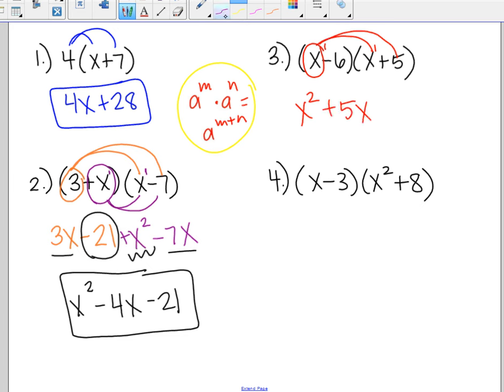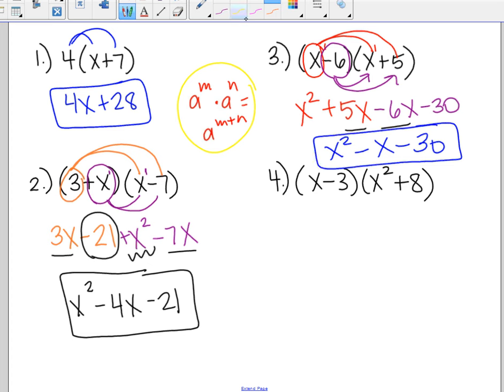Then you repeat the process with the second term in your binomial. Negative 6 times x is negative 6x, and negative 6 times 5 is negative 30. So now we need to combine like terms. Our only two like terms there are the 5x and the negative 6x. We end up with x squared minus 1x, so minus x minus 30.